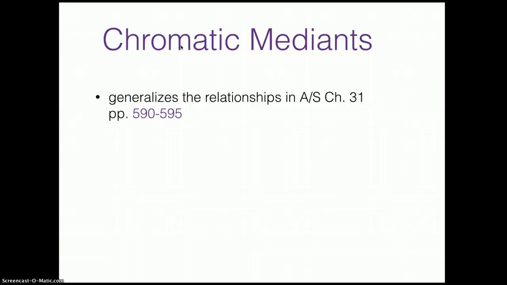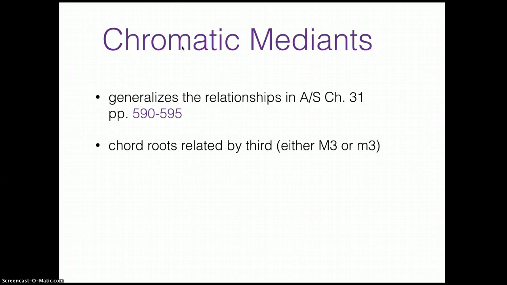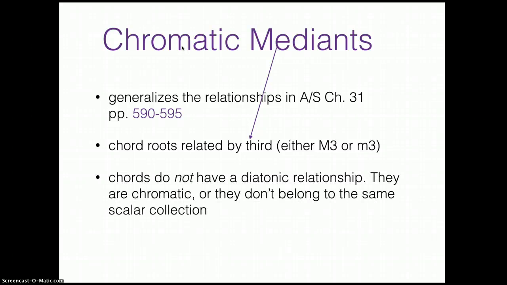So go ahead and go back to your book and match up what you read with what we are generalizing now. Okay, so mediant relationship means that chord roots are related by third. You know this, submediant, mediant. These are our la and mi relationships to do. And indeed, this is the mediant part of the label. The chromatic part of the label means that the chords do not have a diatonic relationship. They are chromatic. They don't belong to the same scalar collection.